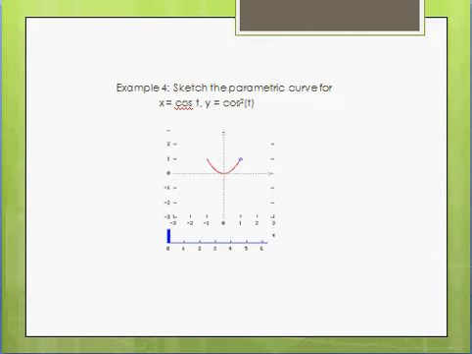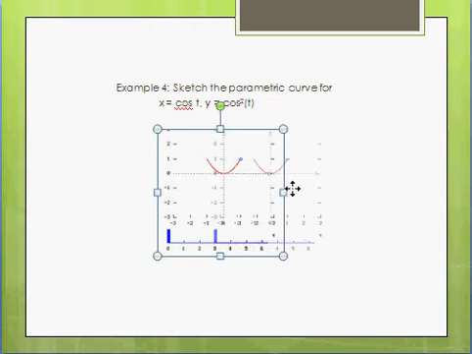Okay. Here was another example in the notes. Sketch the parametric curve for x equals cosine t and y equals cosine squared t. Well, if you look at that, y equals x squared if x is cosine. So you get the parabola y equals x squared, except x and y, both depending on cosine, are trapped between -1 and 1, and the y value actually is between 0 and 1 since it can never be negative.